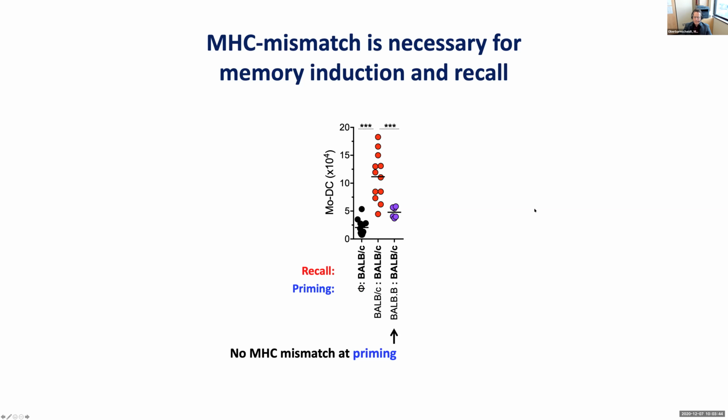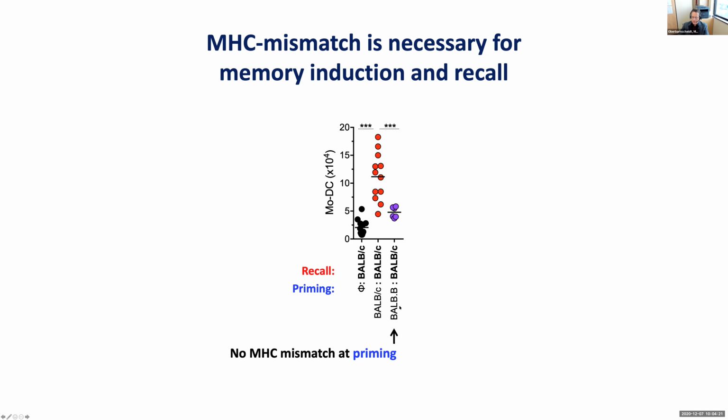So now we were interested in figuring out what is responsible for their memory response. What are monocytes sensing here? One of the observations we made is that an MHC mismatch is necessary for memory induction and recall. So again, we did a series of priming and recall experiments, starting with the primary response shown here in black, then the prime-boost with BALB/c showing the response in red here.